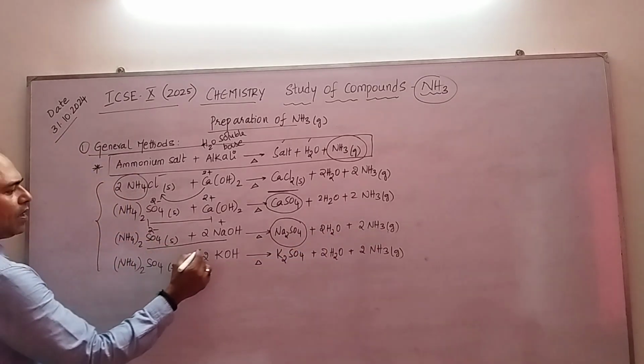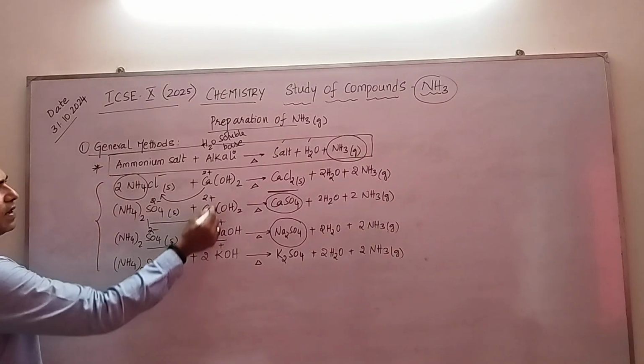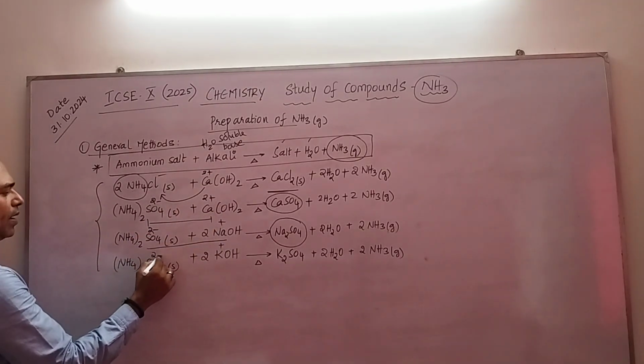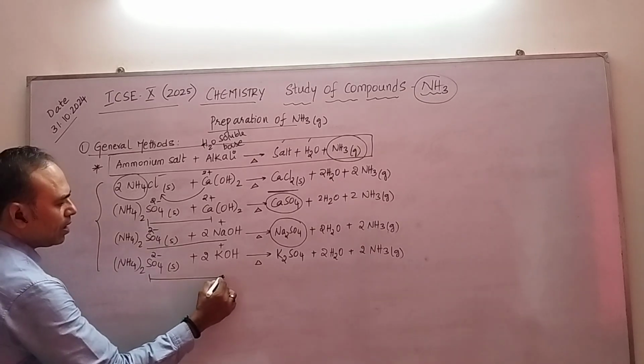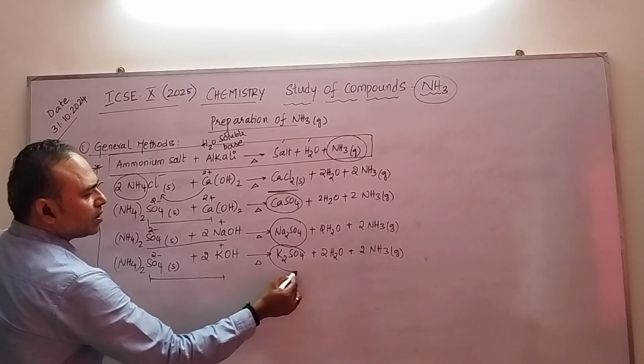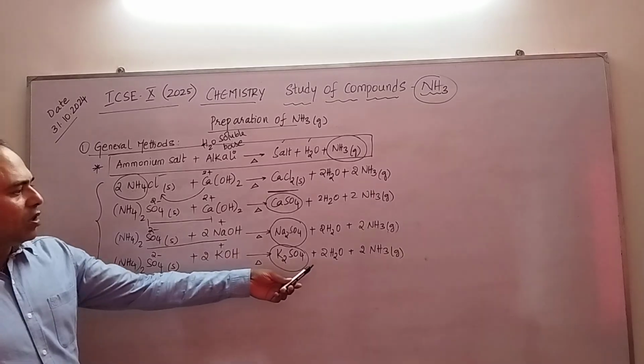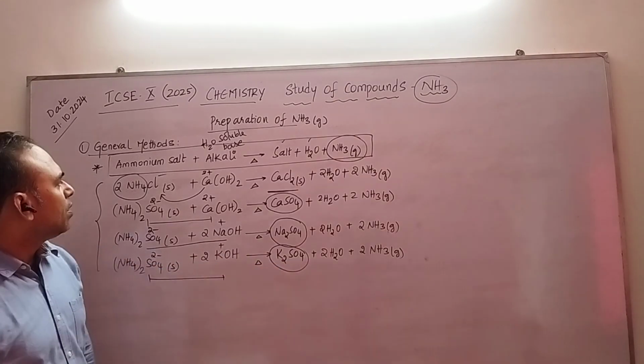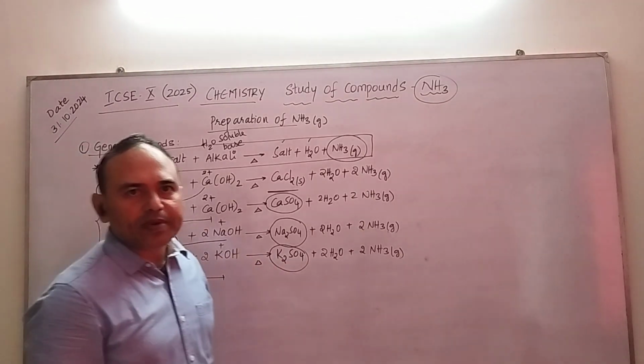Now the last one, if you take potassium hydroxide as the alkali, now anion is sulfate, so once again the salt you get is potassium sulfate along with water and liberation of ammonia. Now next we will see the laboratory preparation of ammonia.